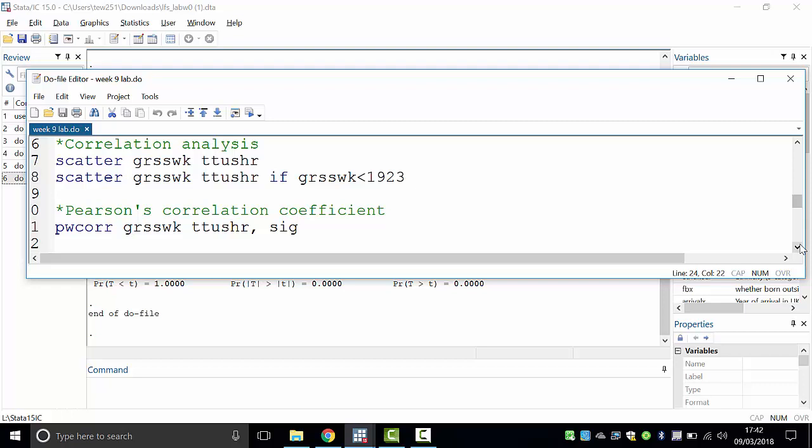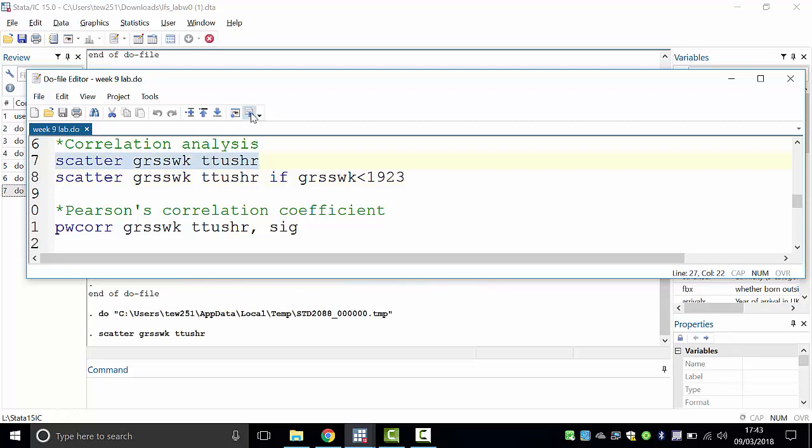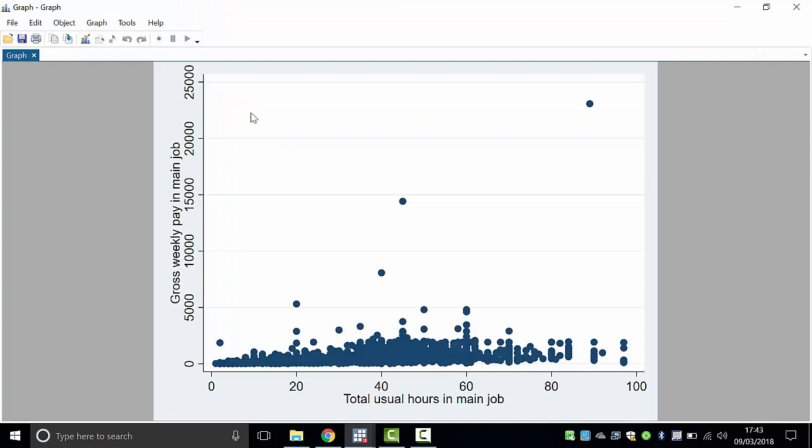Well, one way is to look at the correlation analysis, if there is any association between wages and hours, yeah? Ignore the gender for now. Let's look at wages and hours. So scatter is the code or syntax for drawing a scattergram, gross wages and TTUSHR. These are the two variables we are looking into.